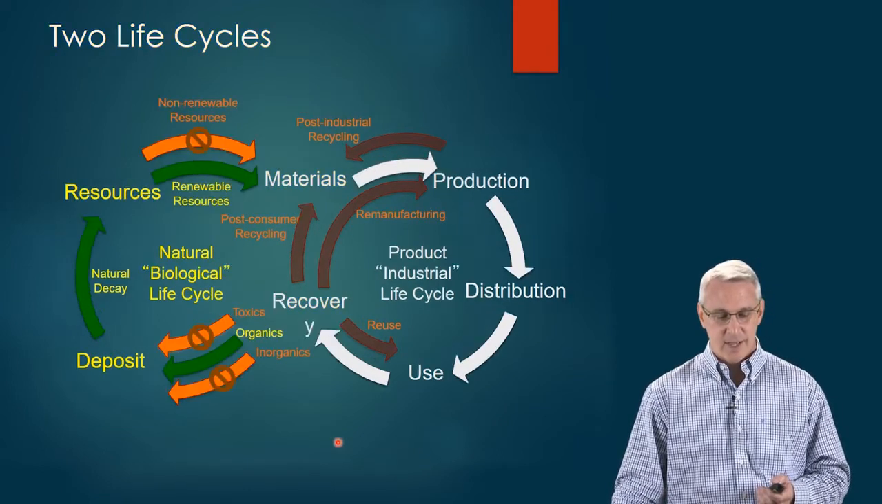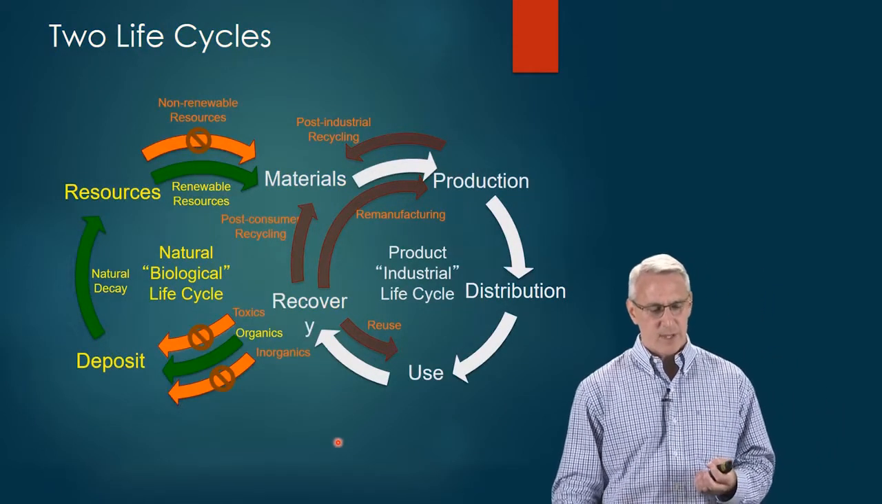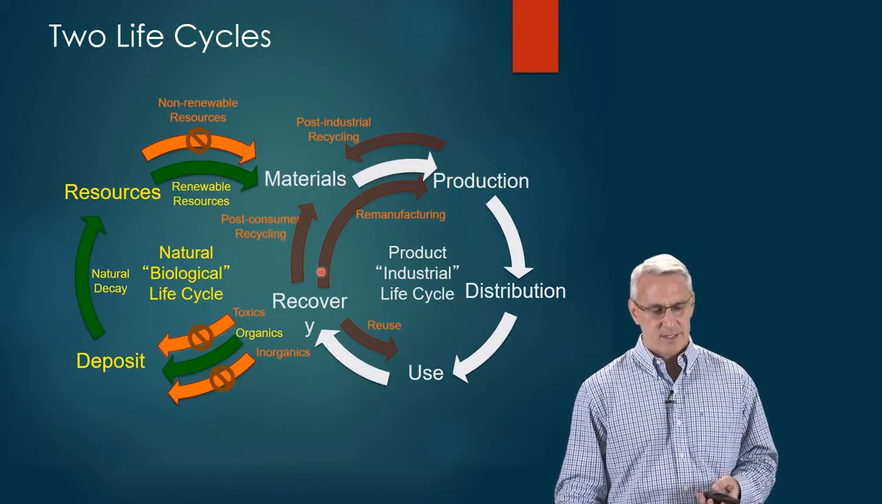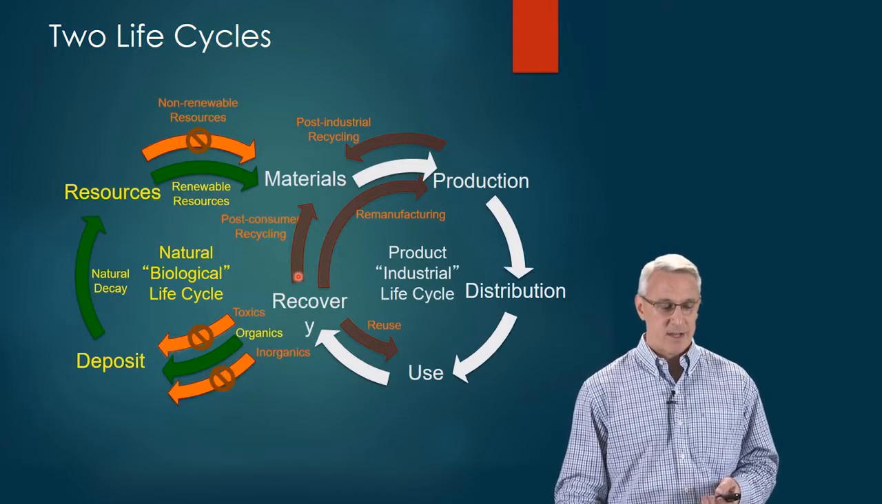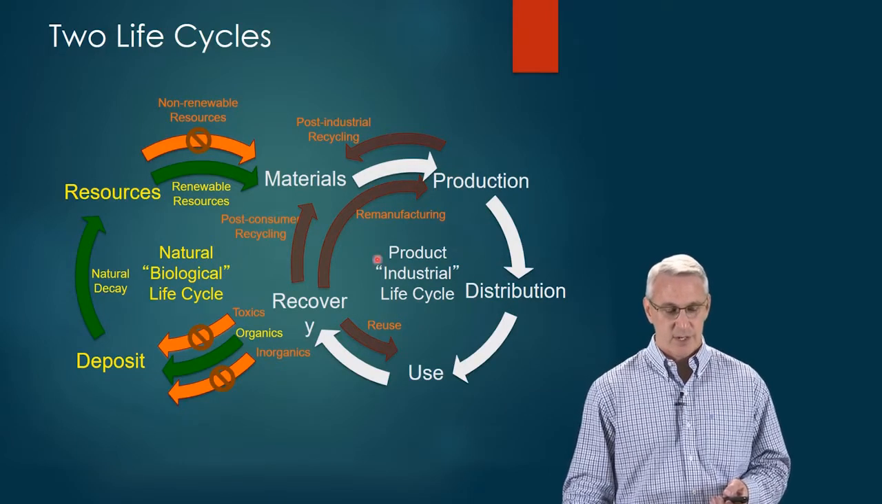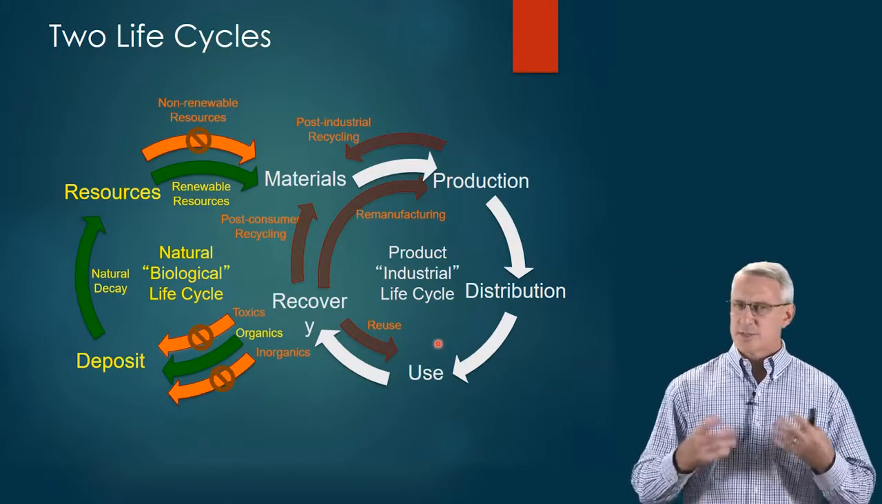So how do we modify that? Well, we keep the things that we can't put back into the natural biological life cycle, and we keep them in the production industrial life cycle. So what's an example of that?